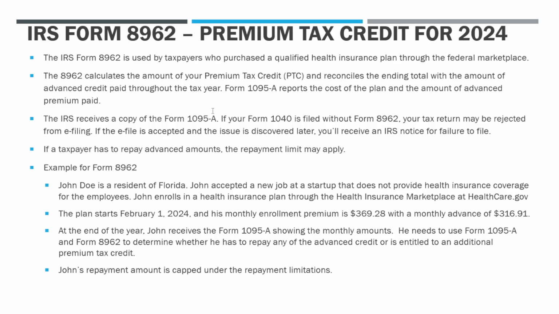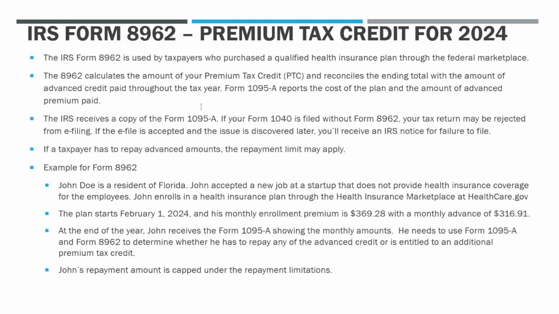Now, the 8962 is required because it is going to reconcile the amount of your advanced premium tax credit that was paid each month to supplement your health insurance costs. So it reconciles the advanced amounts with the amount that you're actually able to claim. And then when you get to the end of the form, you find out whether you had too much advance and you might have to repay some, or maybe you didn't get enough at all, and you need to claim the credit on your return.